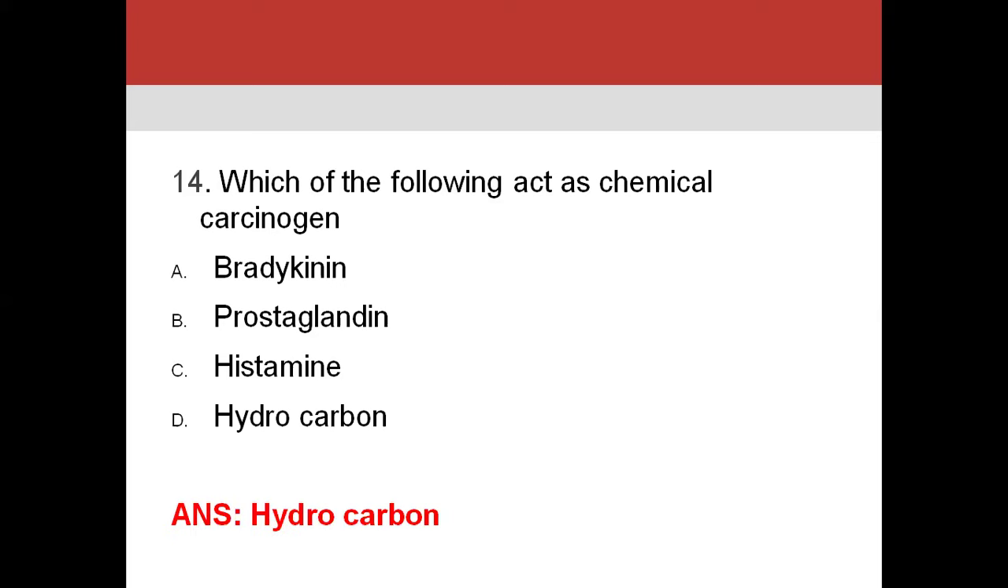What is hydrocarbon? It is an organic compound consisting of hydrogen and carbon. These hydrocarbons are mainly found in crude oil, natural gas, and coal. Polycyclic aromatic hydrocarbons cause skin, lung, bladder, liver, and stomach cancers. So hydrocarbon is a chemical carcinogen. Prostaglandin, histamine, and bradykinin mediate hypersensitivity reactions.